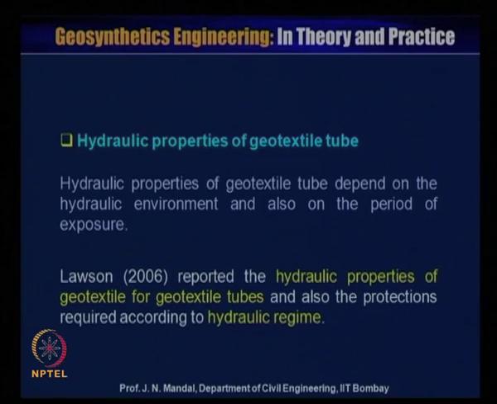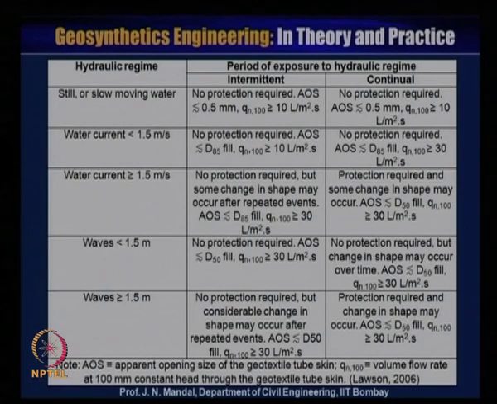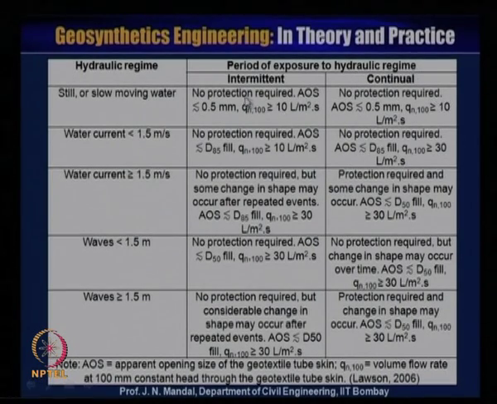Then hydraulic properties of geotextile tube. Hydraulic properties of geotextile tube depend on the hydraulic environment and also on the period of exposure. Lawson 2006 reported the hydraulic properties of geotextile for geotextile tube and also the protection required according to the hydraulic regime. So this is the chart which is given by Lawson in 2006. This is the hydraulic regime. This is the period of exposure to hydraulic regime. This is intermittent and this is continual.